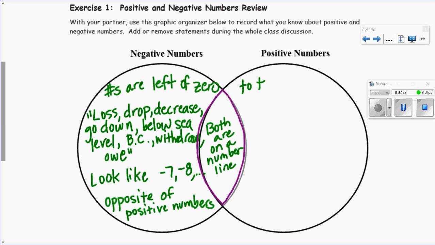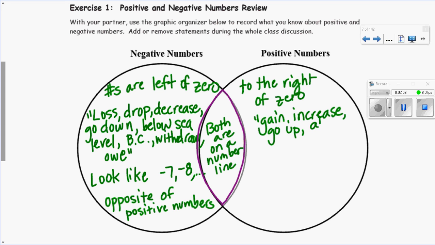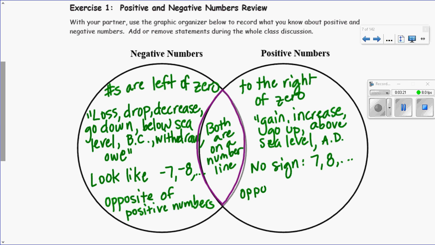They are to the right of 0 on the number line. We hear words like gain, increase, go up, above sea level. And then you're also going to have some story problems that have to do with the years that are considered AD, which like we're in right now, 2016. Okay, and then they do not have a sign. So they just look like 7, 8, so on and so forth. And positive numbers are opposite of negative numbers. Okay, and I know that you've learned positive and negative numbers before, so hopefully this feels like a review.